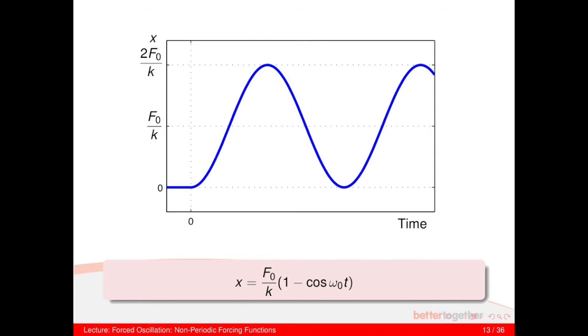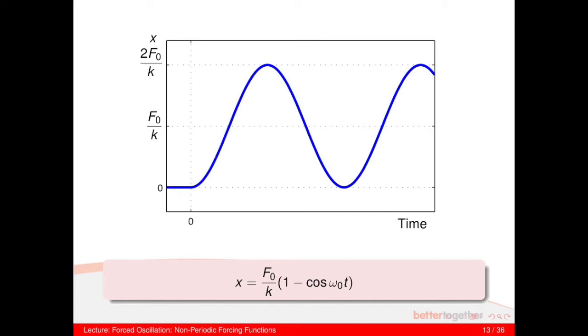Here's the solution, and you can plot it and it looks like this. So you start off at time equals 0, there's no force, so it's not moving. You apply that constant force and the thing will start oscillating. Because we've got an undamped system, it will continue oscillating backwards and forwards, and it'll oscillate around this position here, F0 upon k.